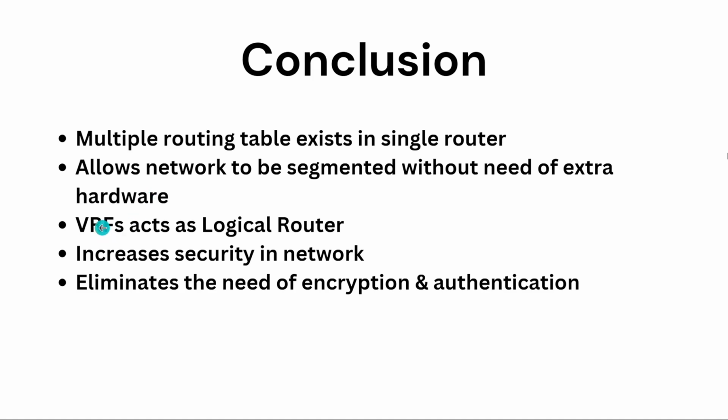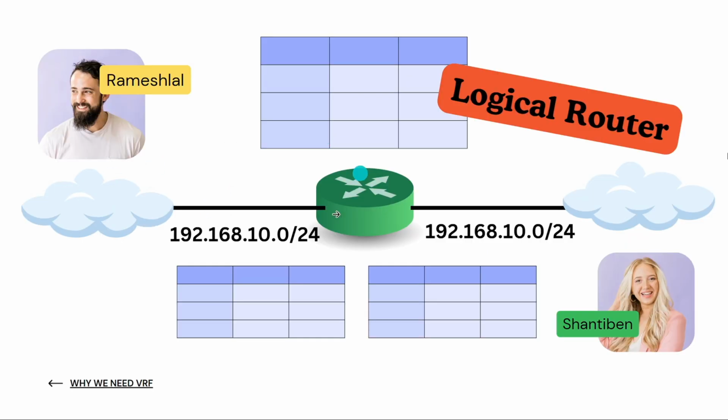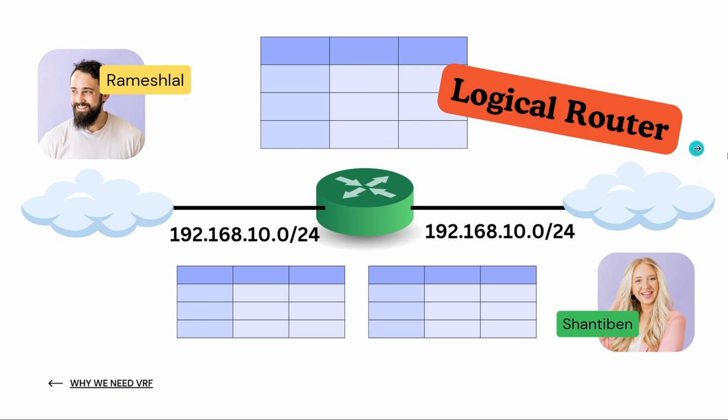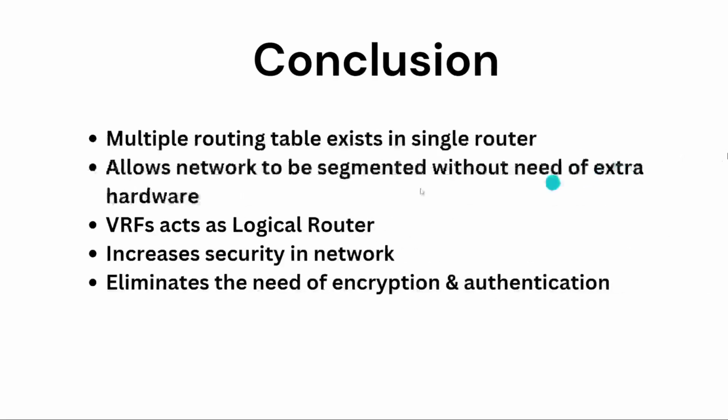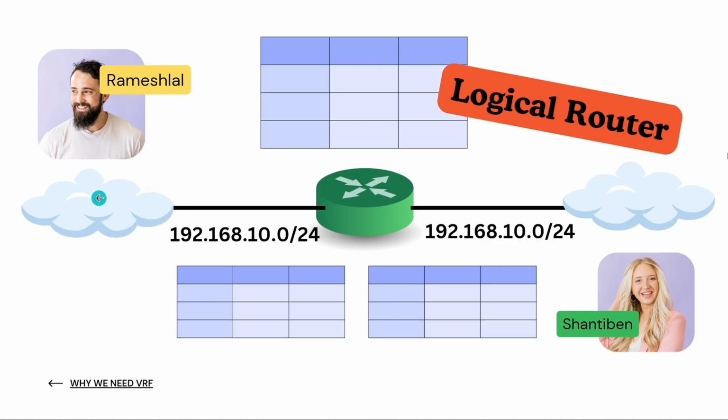Then VRF acts as a logical router. Compared to VLAN, the logical separation of ports at layer 2 is the same as the logical separation of ports at layer 3. That's why we call it a logical router. And also it increases the security in the network. How is that possible? Let me explain.